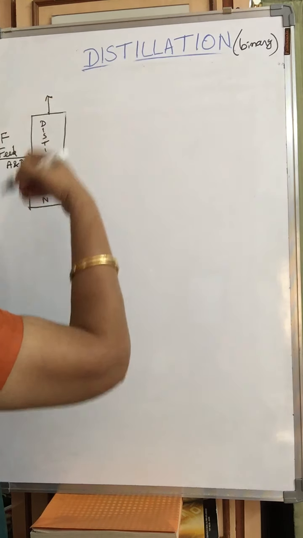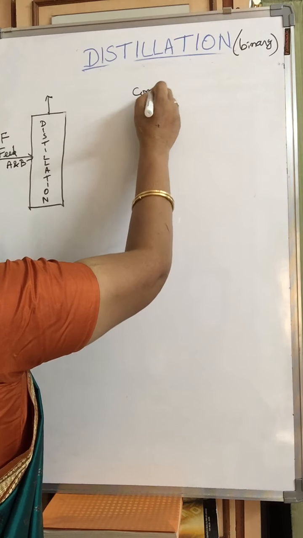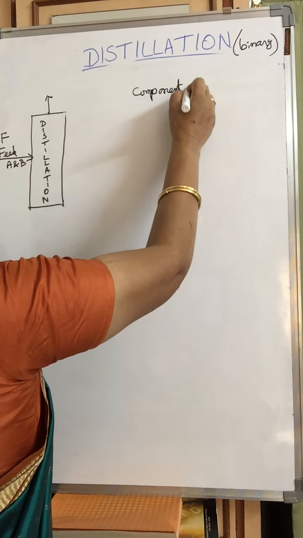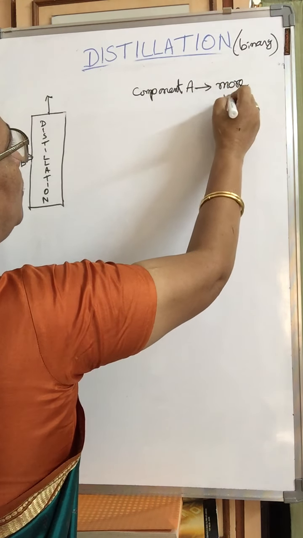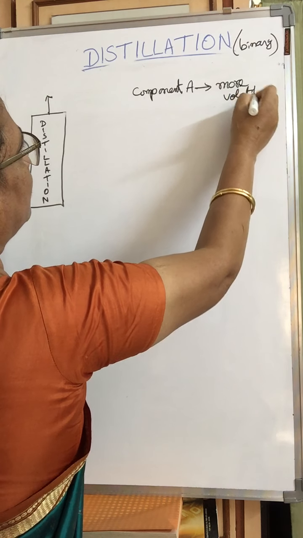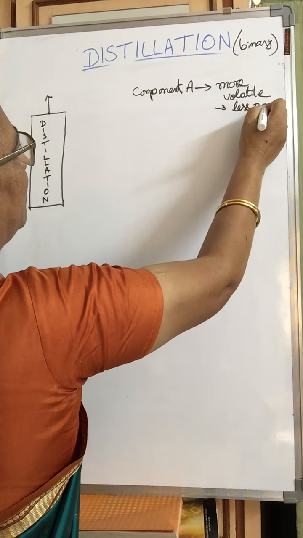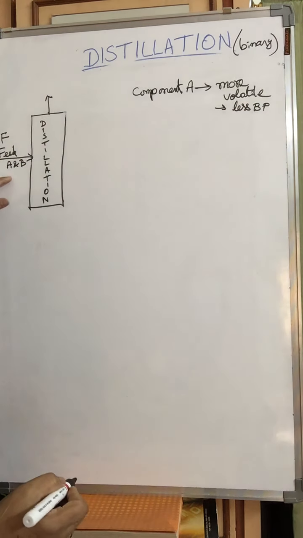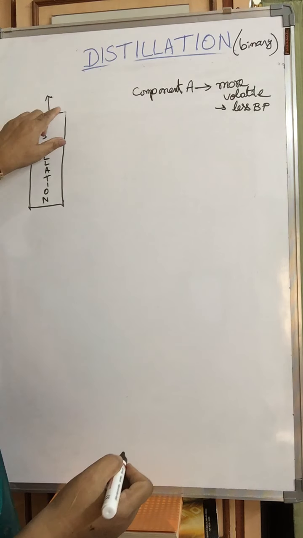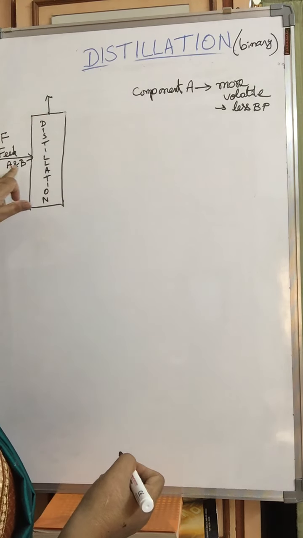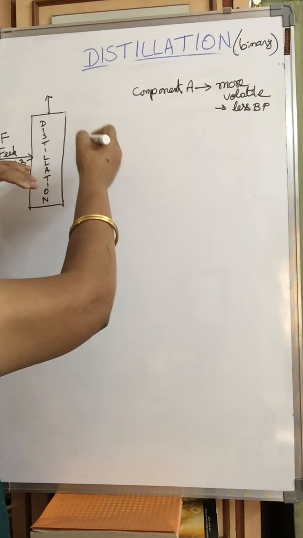Now, the more volatile component, we usually select like this, component A, more volatile, that means less boiling point. The component which has less boiling point will evaporate first. So component A comes here, more A and less B.